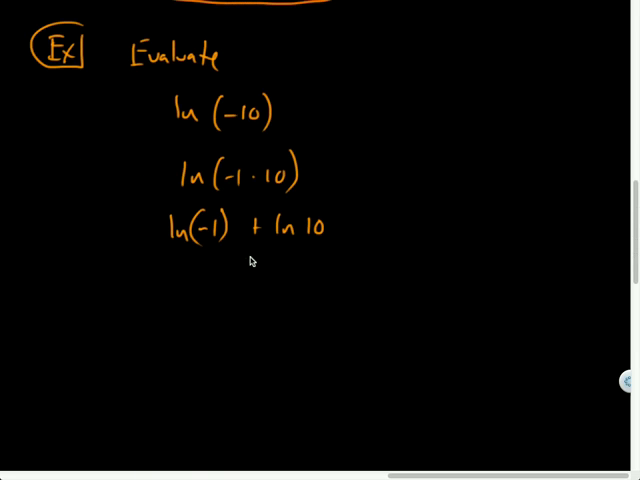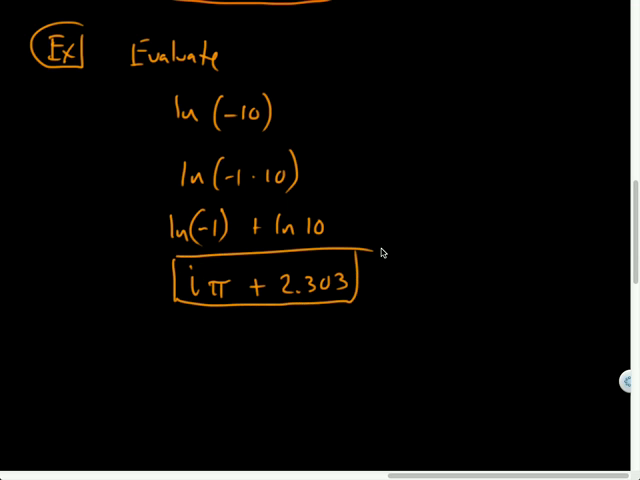Ln of negative 1 is i pi, plus ln of 10, I can approximate on a calculator or chart, 2.303. Bam. So now we can take logs of negative numbers.